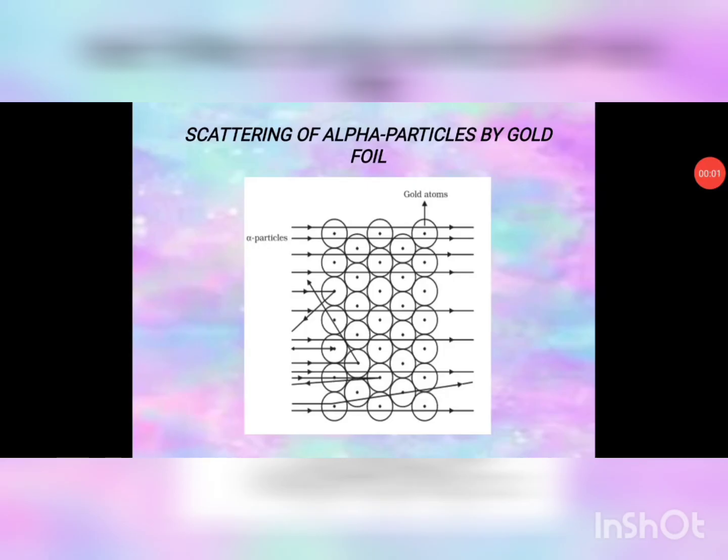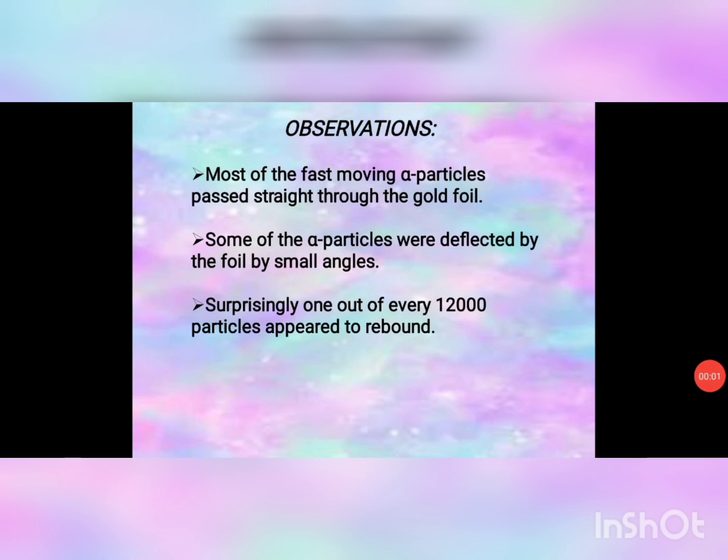It was expected that alpha particles would be deflected by the subatomic particles in the gold atoms. Since the alpha particles were much heavier than the protons, he did not expect to see large deflections. But the alpha particle scattering experiment gave totally unexpected results. The following observations were made.